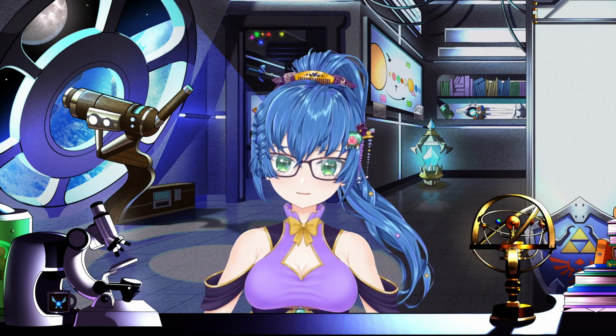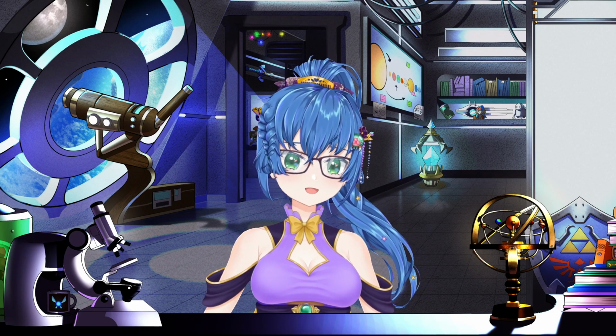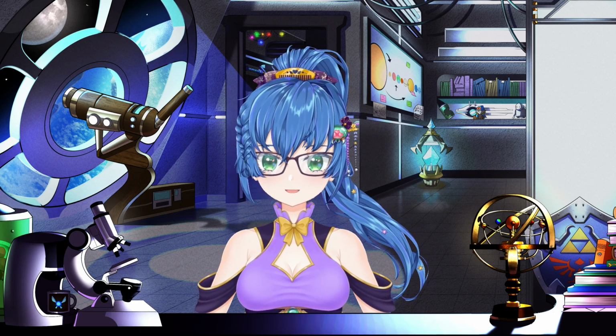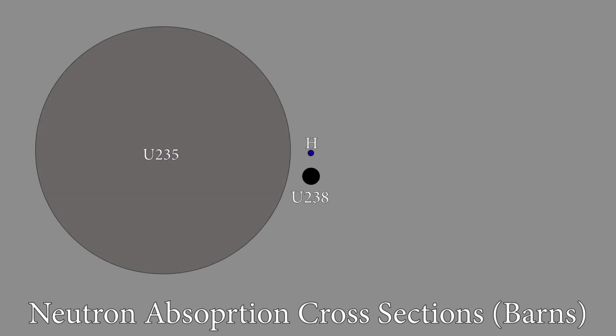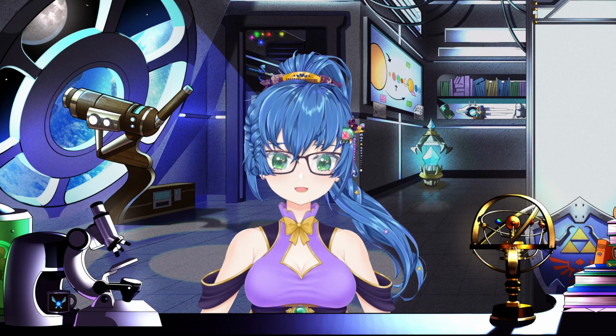The likelihood to absorb a neutron is measured as an area in the unit of barns. I'm not going to do the conversion from square meters here, but it is very small. Hydrogen has a neutron cross-section of 0.332 barns. Uranium-238 is 2.71, but uranium-235 is a massive 582. And plutonium-239, the other common nuclear fission fuel, has a cross-section of 746 barns.